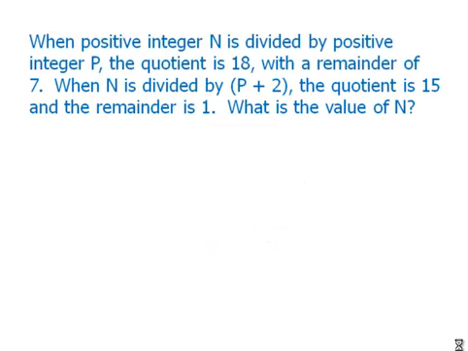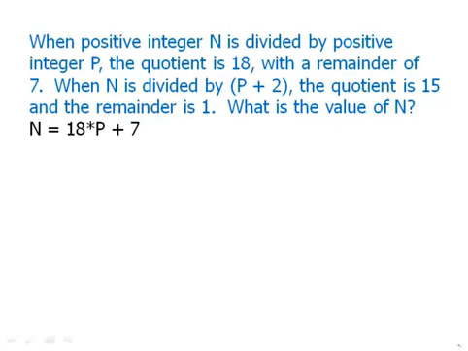Let me give an example. Here's a question. Pause the video, and then I'll talk about a solution to this. When positive integer n is divided by positive integer p, the quotient is 18 with a remainder of 7. When n is divided by p plus 2, the quotient is 15 and the remainder is 1. What is the value of n? So we're being asked to find the dividend.